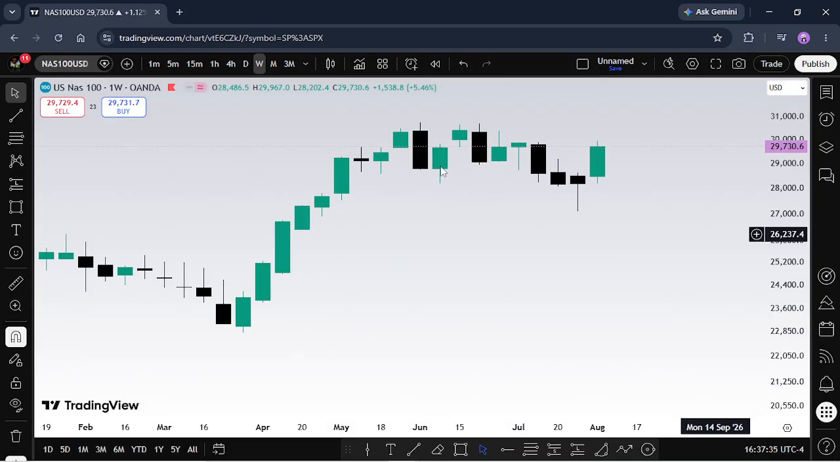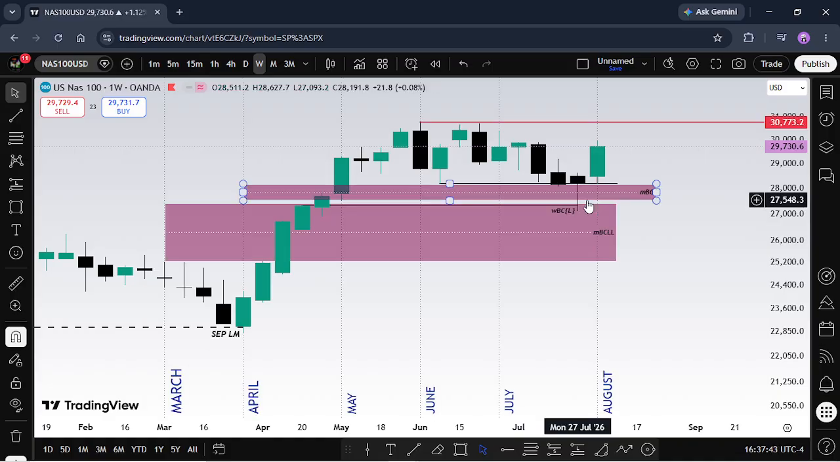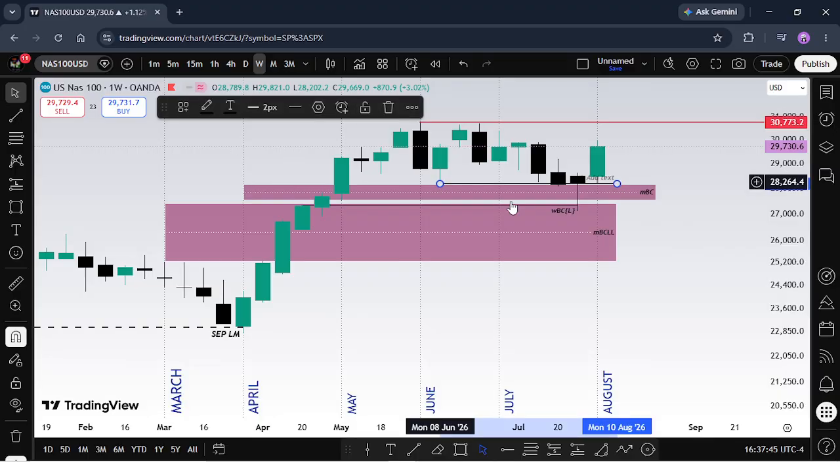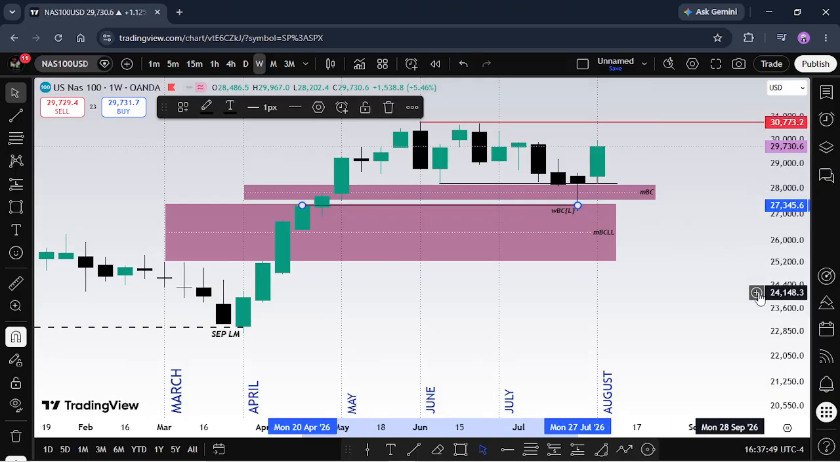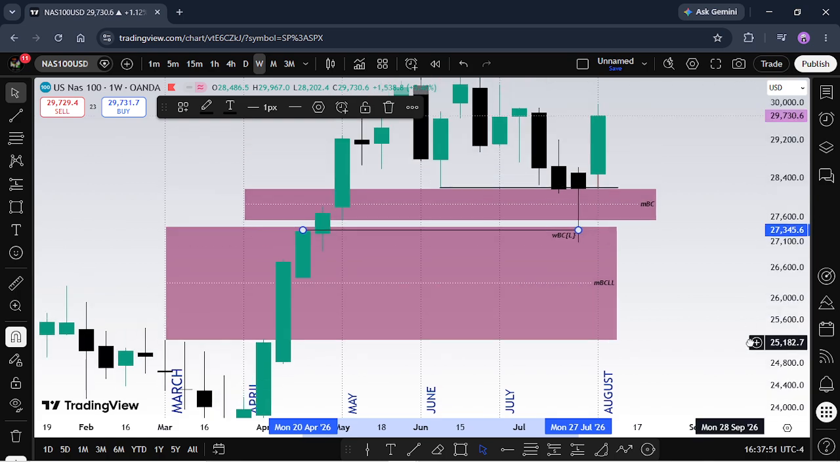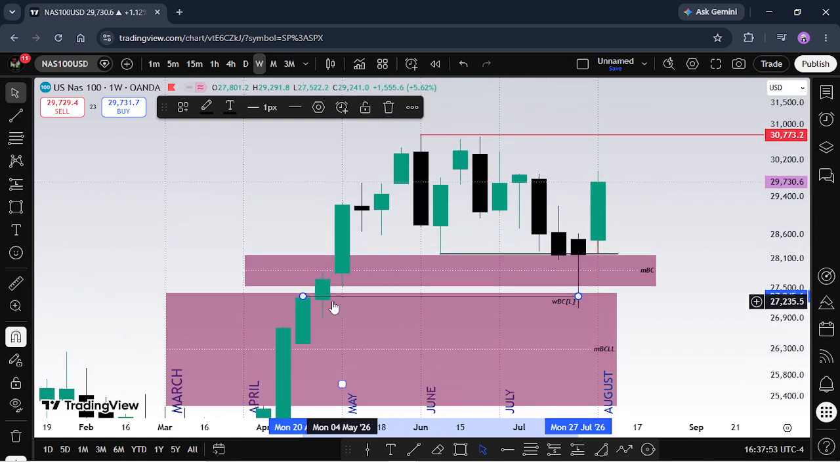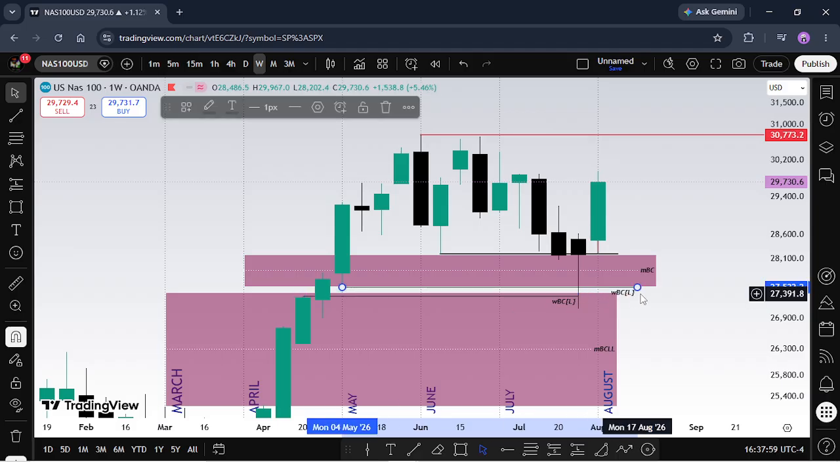Okay, so this one here is a lower low. Interesting. Right. So this took, yeah, it went into a weekly fair value gap. We're into weekly BC.